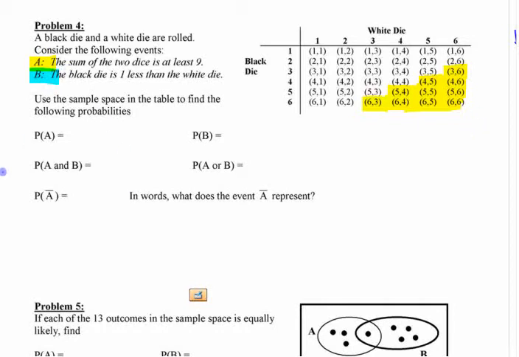So probability of A, 10 out of 36, right? At least, because it says at least 9. 10 out of 36. You could reduce that if you want. I'm going to leave it like this for now.